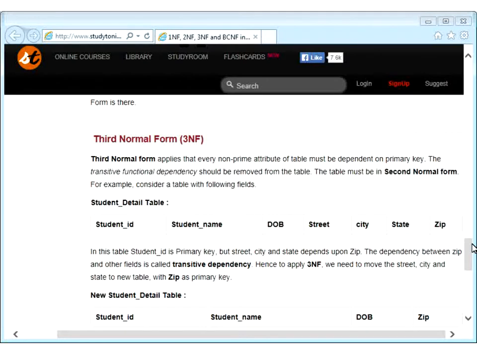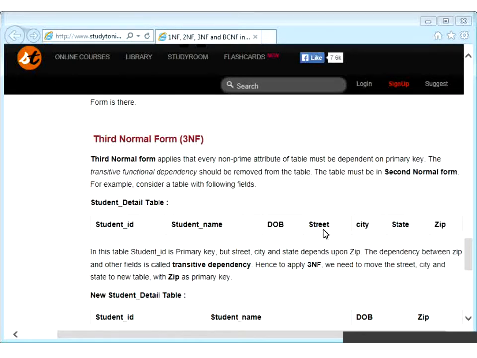Now let's come to third normal form. What the third normal form says is that every non-prime attribute of the table must be dependent on the primary key. So it should not be dependent on some other non-key attribute, and if it is the case, then it is called transitive functional dependency.